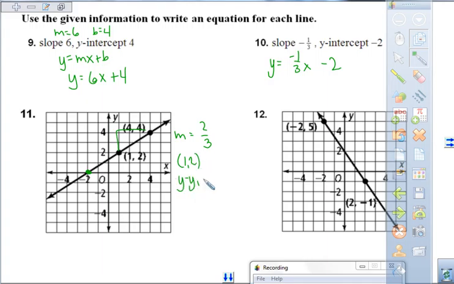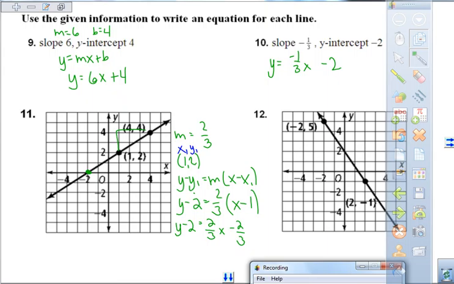So I have y minus y1 equals m times x minus x1. So I get y minus 2, because 2 is our y value, equals 2/3 times x minus 1. Because remember, 1 is our x sub 1 and 2 is our y sub 1. So that's the formula we get. So now we're just distributing. And now I need to add 2. So we get y equals 2/3 x plus 7/3.